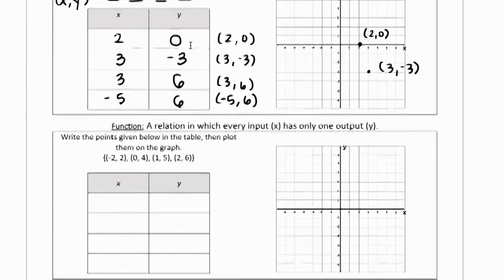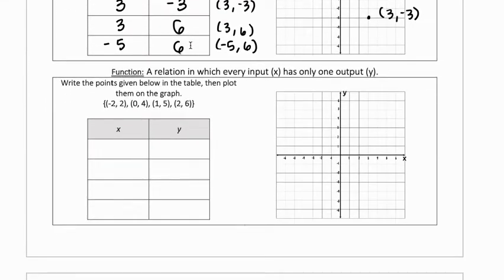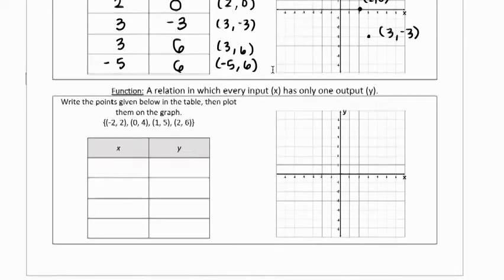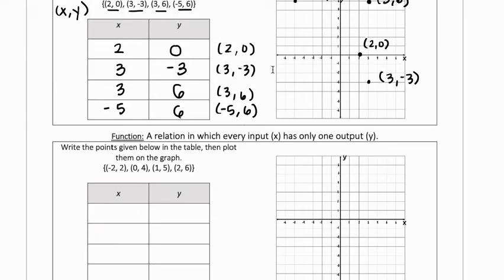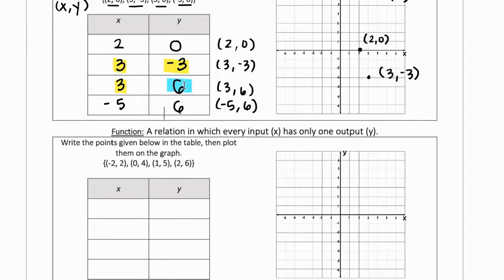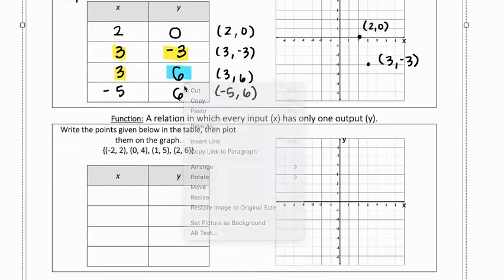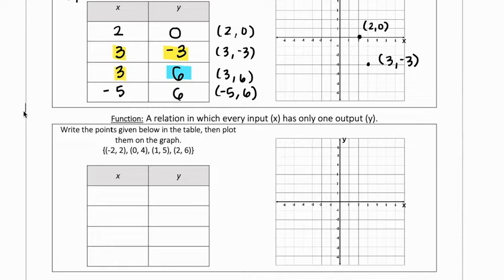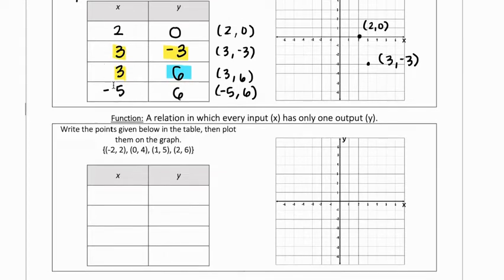So now we're going to look at a special type of relation. That's going to be called a function. A function is a relation in which every input x has only one output y. So if you notice back in our first relation that we did together, we had an x value of 3 and it showed up twice. In this table, 3 had an output of -3, but it also had an output of 6. So in a function, that won't happen. When we plug in an x value, we'll only get one y value out. We're never going to get more than one y value with an x value.